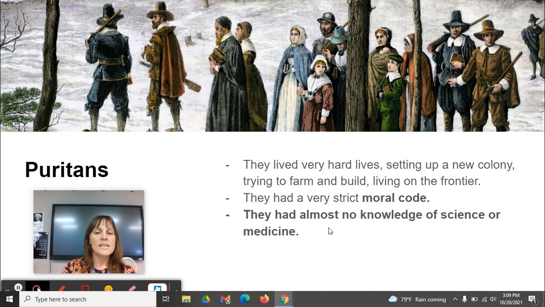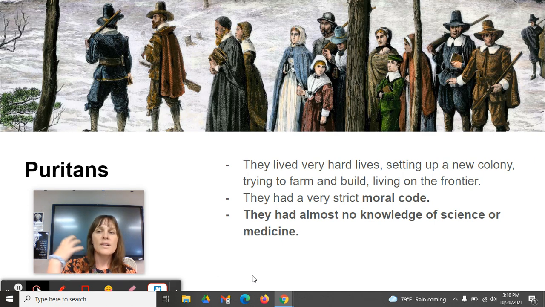And they had basically no knowledge of science or medicine. So think about if you had this very hard life where all of these really rough things were happening, but you didn't really understand anything about medicine. And at the same time, you really believed everything about this moral code. So if people got sick and they couldn't explain it, they would blame it on things like the devil and witchcraft, things like that.